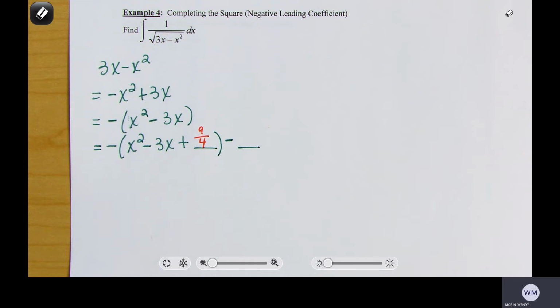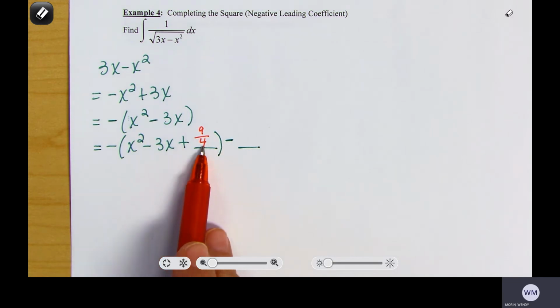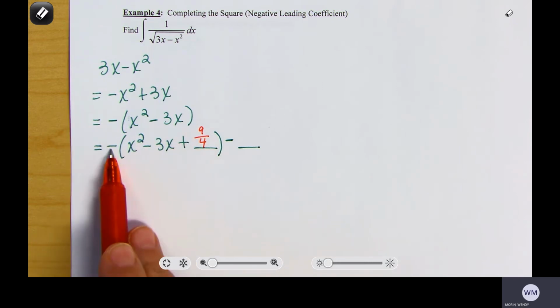Now, this is the one you have to be careful on. People say, well, you added 9 over 4. I actually didn't add 9 over 4. I added 9 over 4 times a negative 1.